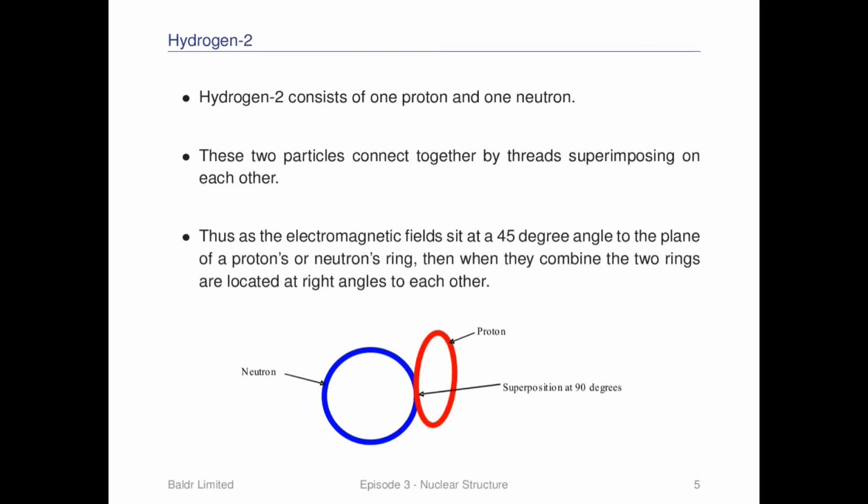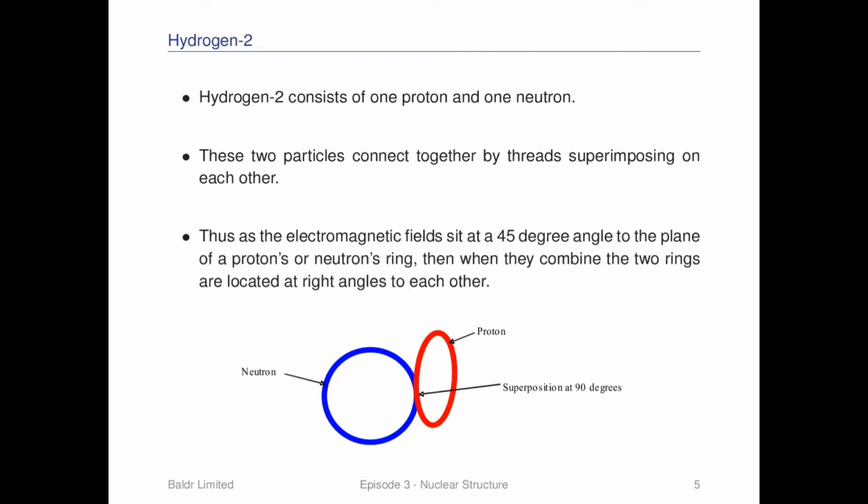So let's move on to something a little bit more interesting, say hydrogen 2, since this consists of a single proton and neutron. Now these two particles are bound together because part of their rings superimpose on top of each other, as shown in the diagram below. Also, since the electromagnetic fields of these threads sit at a 45-degree angle to the plane of the ring, as I previously mentioned, then for the proton and neutron to bind together, they must be arranged at right angles to each other, i.e. twice 45.